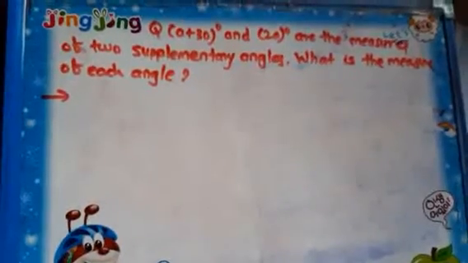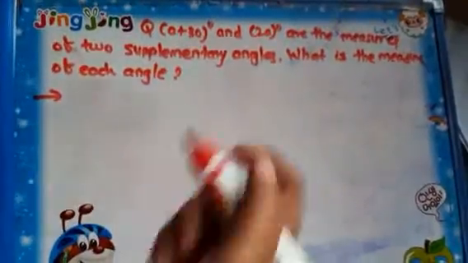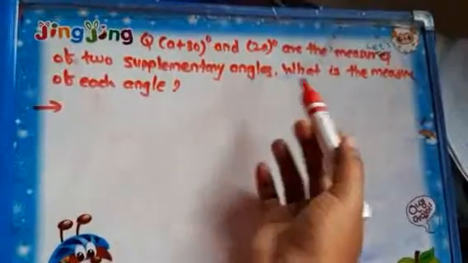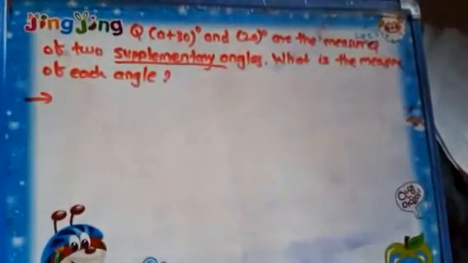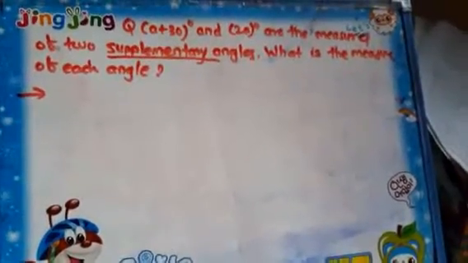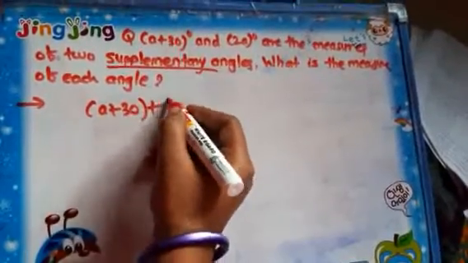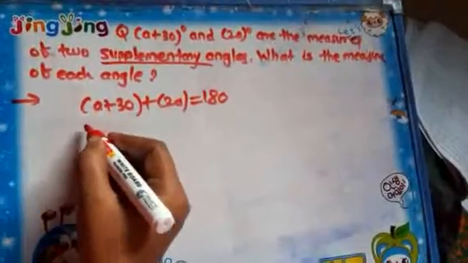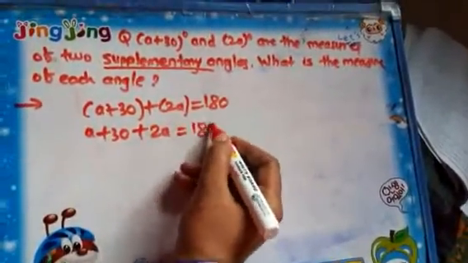Next question is based on supplementary angles. A plus 30 and 2a degrees are the measures of two supplementary angles. What is the measure of each angle? As given, they are supplementary angles, which means their addition will be 180 degrees. So a plus 30 plus 2a is equal to 180 degrees. We will remove the brackets.